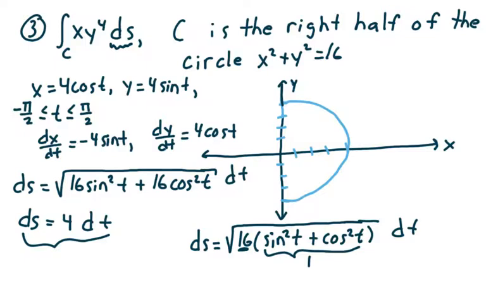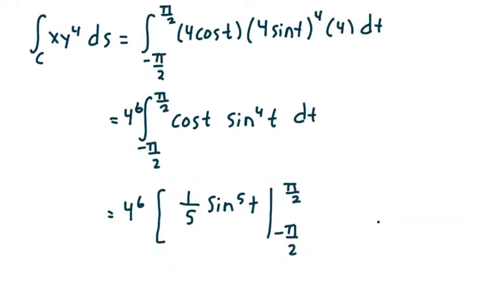Now it's just a substitution game. I'm going to come over here and take the integral over c of x y to the fourth ds, which is the integral from negative pi over 2 to pi over 2. x is 4 cosine t. y is 4 sine t. So I'm going to take 4 cosine t times 4 sine t to the fourth, right? ds is 4 dt. So I take that quantity and multiply by 4 dt.